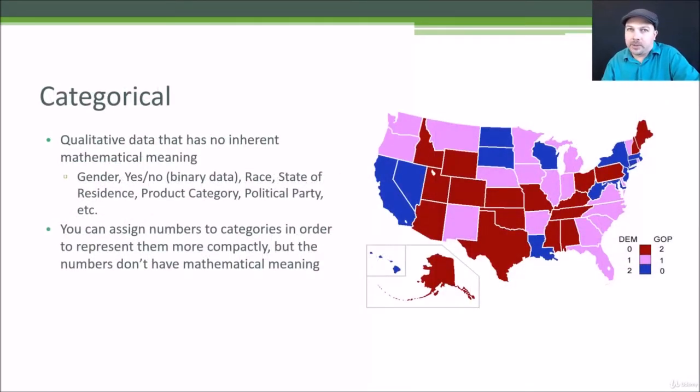The second type of data that we're going to talk about is categorical data. And this is data that has no inherent numeric meaning. You can't really compare one category to another directly. Things like gender, yes-no questions, race, state of residence, product category, political party. You can assign numbers to these categories, and often you will, but those numbers have no inherent meaning.